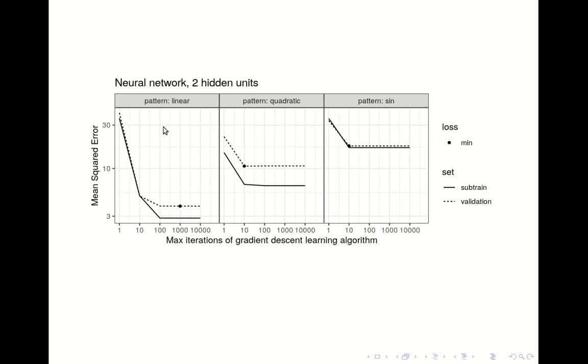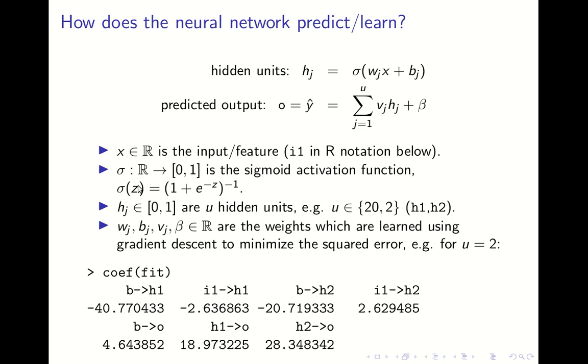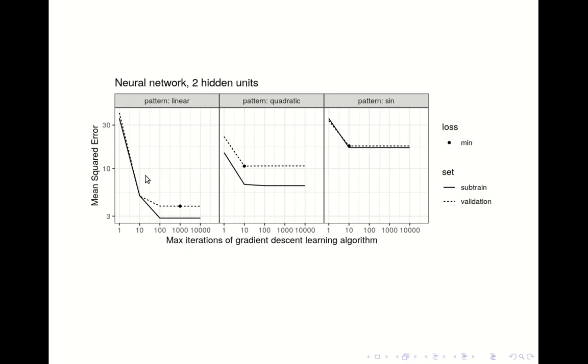What that looks like in summary is that, when we're plotting the mean squared error as a function of the max iterations of the gradient descent learning algorithm, for the linear, quadratic, and sine patterns, we see that both the subtrain and the validation mean squared error are going down, and we never see the validation error going back up again, essentially.